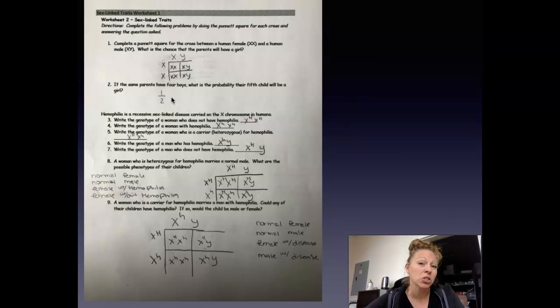1/2. In the sixth child, 1/2. In the seventh child, 1/2. They're all 1/2. Doesn't matter how many you have, you have a 1/2 chance of it being a female or a male.